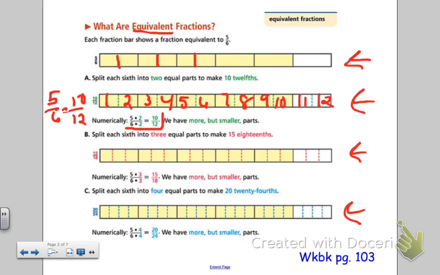And if you look here, you can see 5 times 2 is what gives you 10, 6 times 2 gives you 12. There's your 10/12. You can just take 5/6 and multiply the numerator and the denominator by the same number.